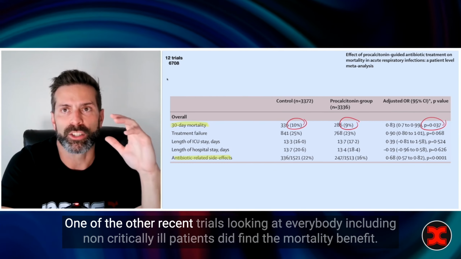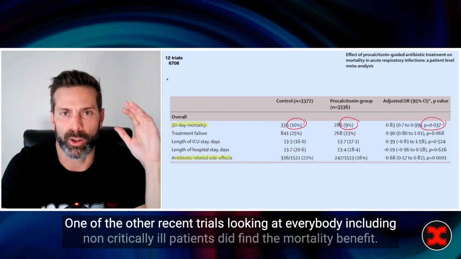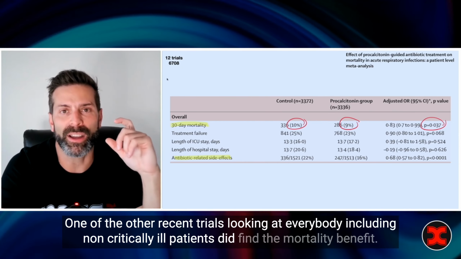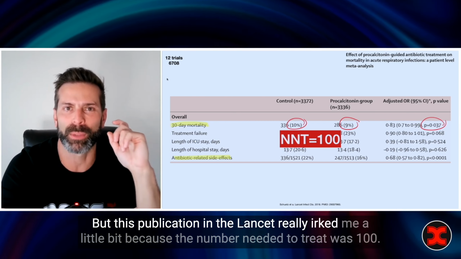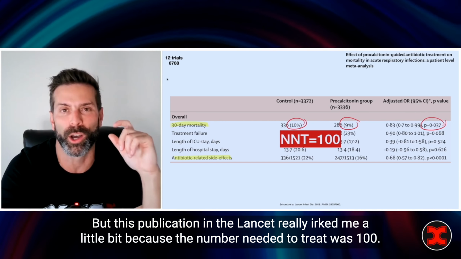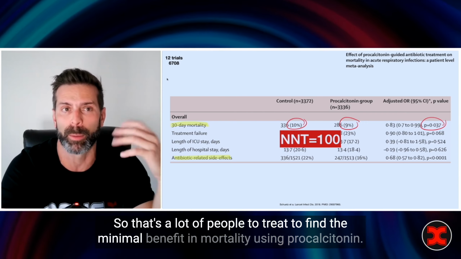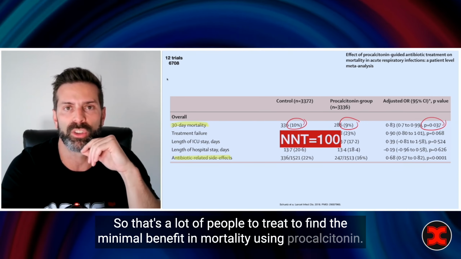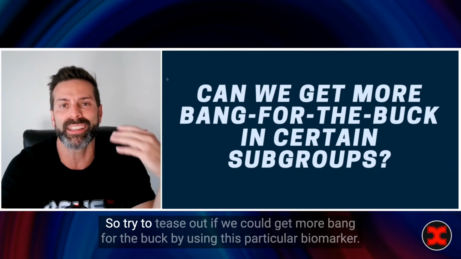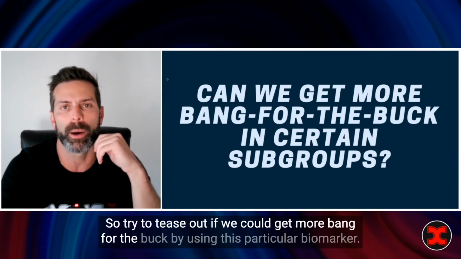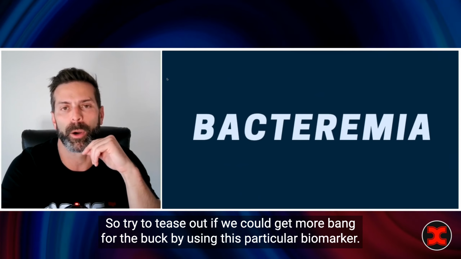One of the other recent trials looking at everybody, including non-critically ill patients, did find a mortality benefit, but this publication in the Lancet really irked me a little bit because the number needed to treat was 100. So that's a lot of people to treat to find a minimal benefit in mortality using procalcitonin. So let's look at some quick subgroups to try to tease out if we could get more bang for the buck by using this particular biomarker.